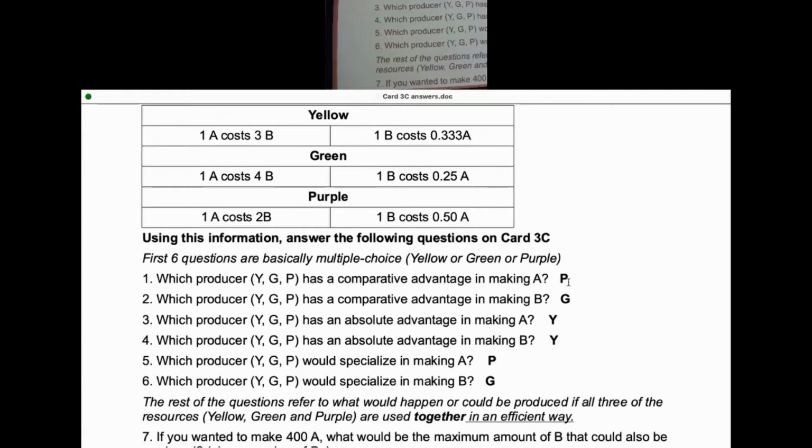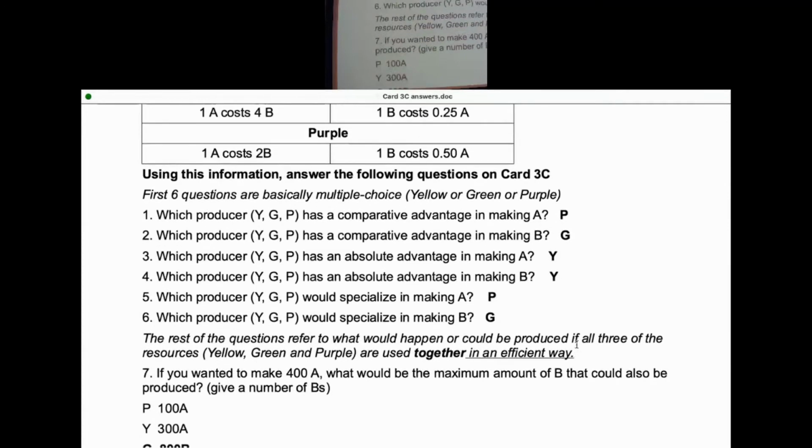So that's P. So the answer to number 5 is the same as the answer to number 1. Now, once you answer number 1, you're stuck with an answer to number 5 as well. And then which producer would specialize in making B? Same thing. If you only wanted to make some B, you'd have the lowest cost maker of B make the B, and the lowest cost maker of B is green, right? So you'd have them make the B.